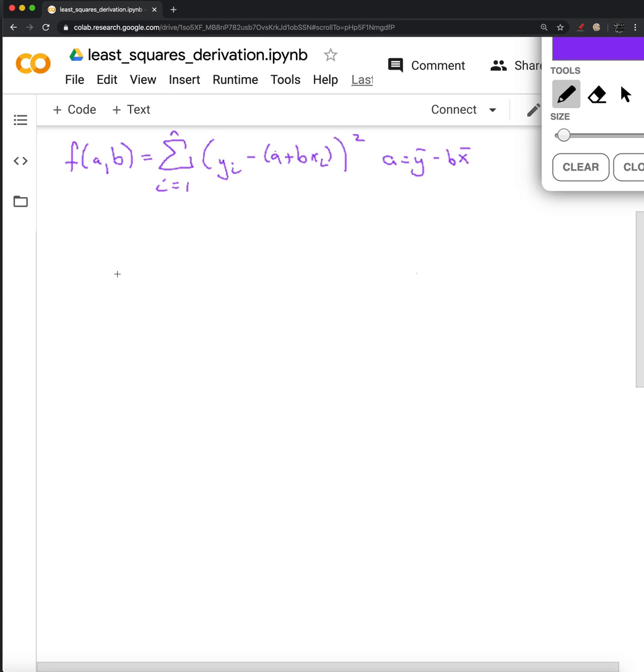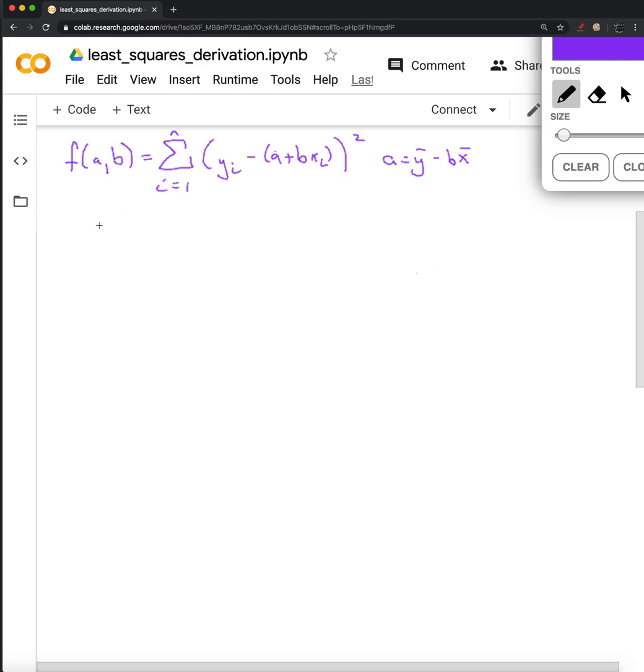Right, so now that we have our expression for A, we'll revisit our original function, the difference between the data and our prediction, squared, and we'll take our expression for A and substitute it in. Then we'll be left with just an expression in terms of y, x, and b that we'll take a derivative of with respect to b, set equal to 0, and solve.